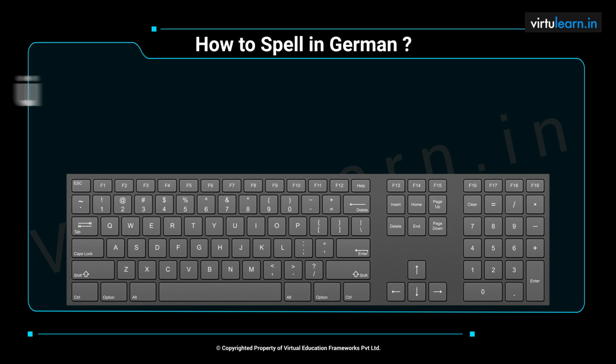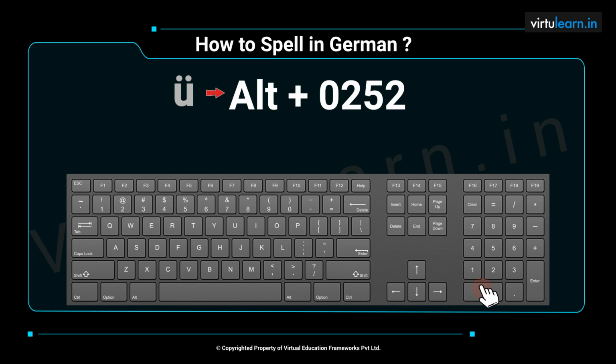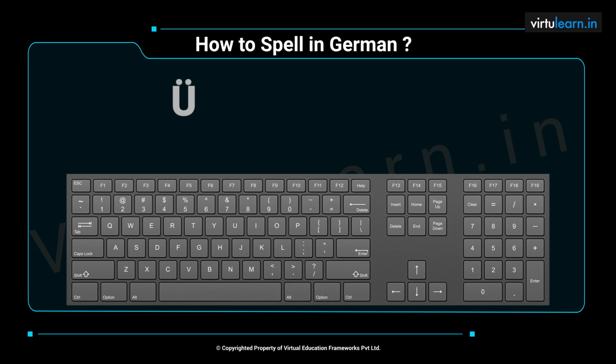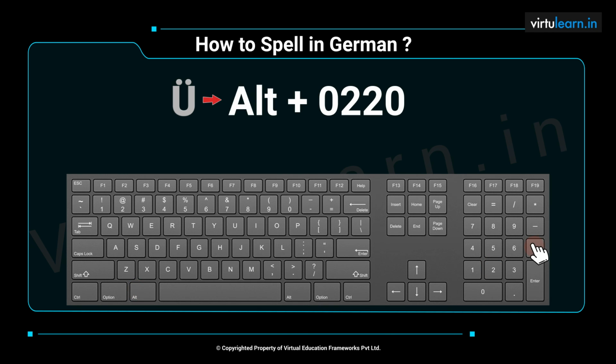To get the small ü, we need to press the combination of Alt plus 0252. I repeat, for small ü, Alt plus 0252. Capital Ü, Alt plus 0220. Again, capital Ü, Alt plus 0220.